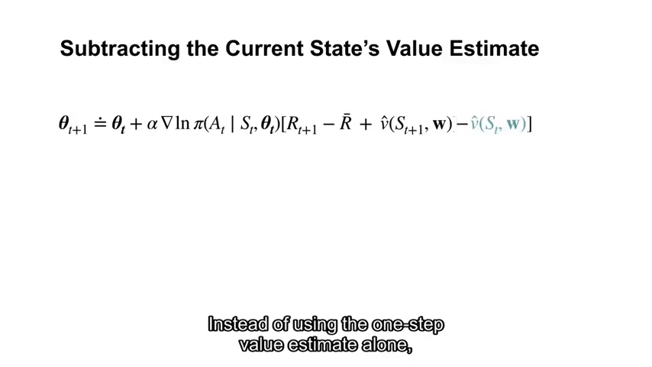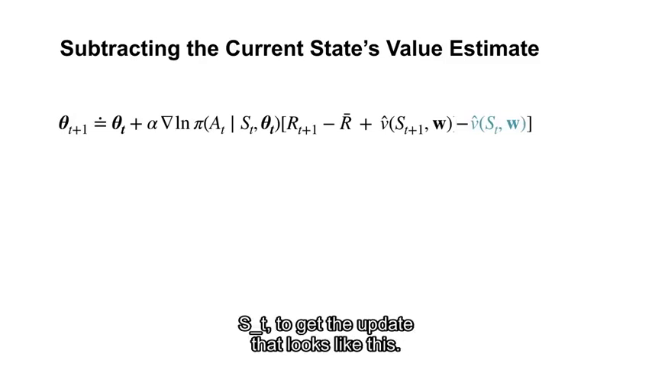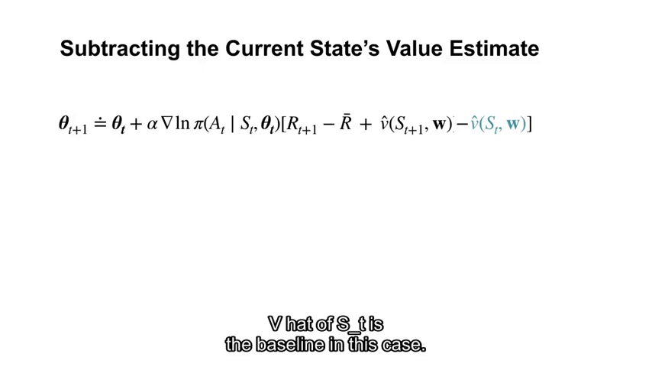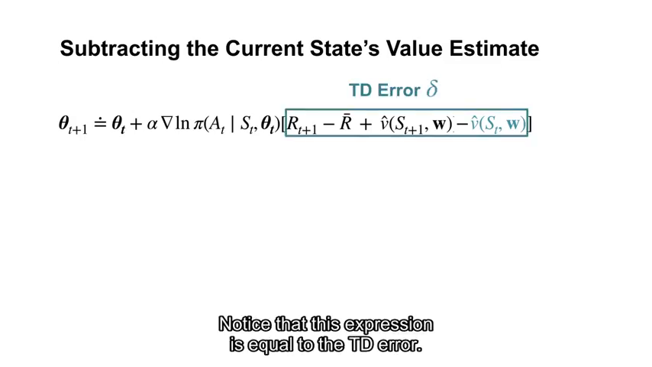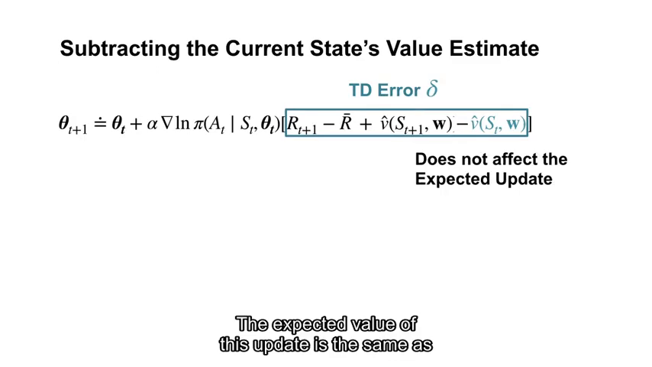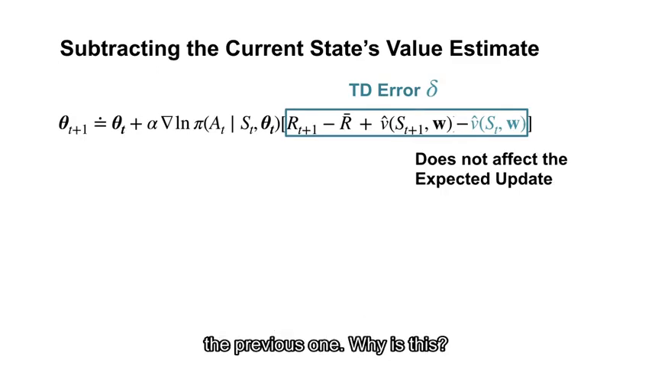Instead of using the one-step value estimate alone, we can subtract the value estimate for the state S_t to get the update that looks like this. V hat of S_t is the baseline in this case. Notice that this expression is equal to the TD error. The expected value of this update is the same as the previous one. Why is this?